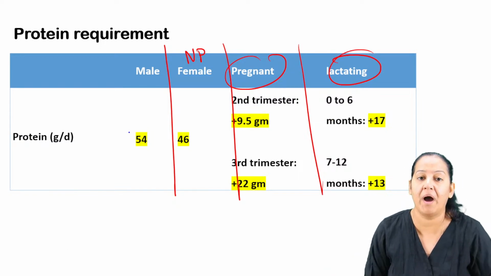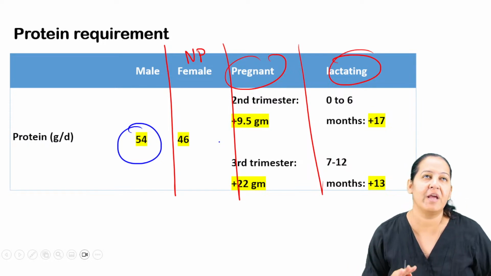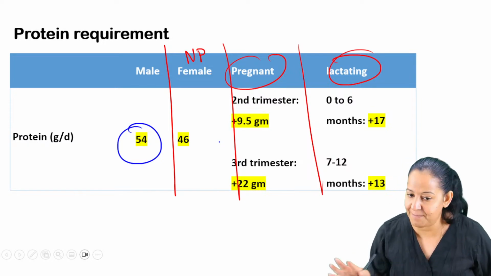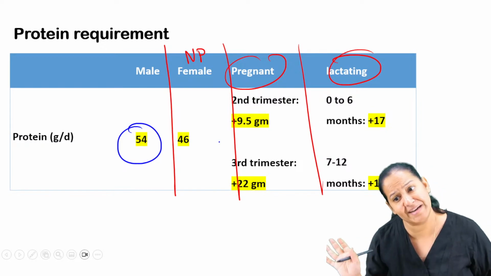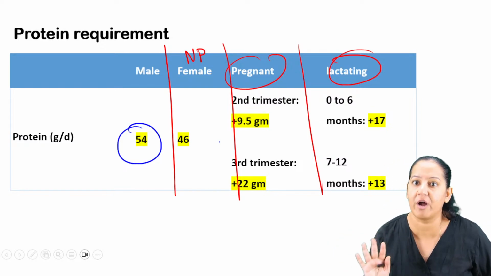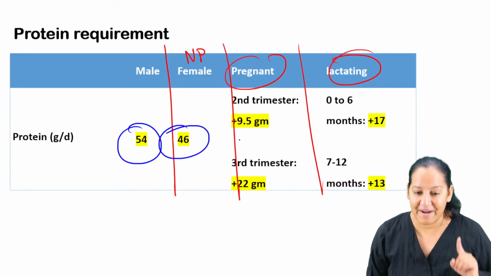All male require 54 gram of protein per day. Whether the male is sedentary or moderate or intense worker, it doesn't depend on activity. All male, whether sedentary male, moderate working male, or intensely working male, they all require 54 grams per day. All female requires 46 grams per day.